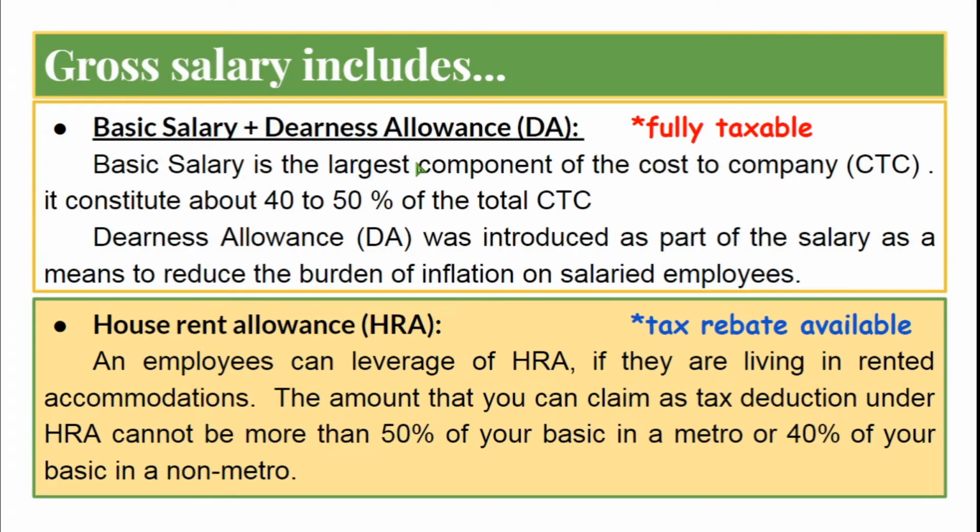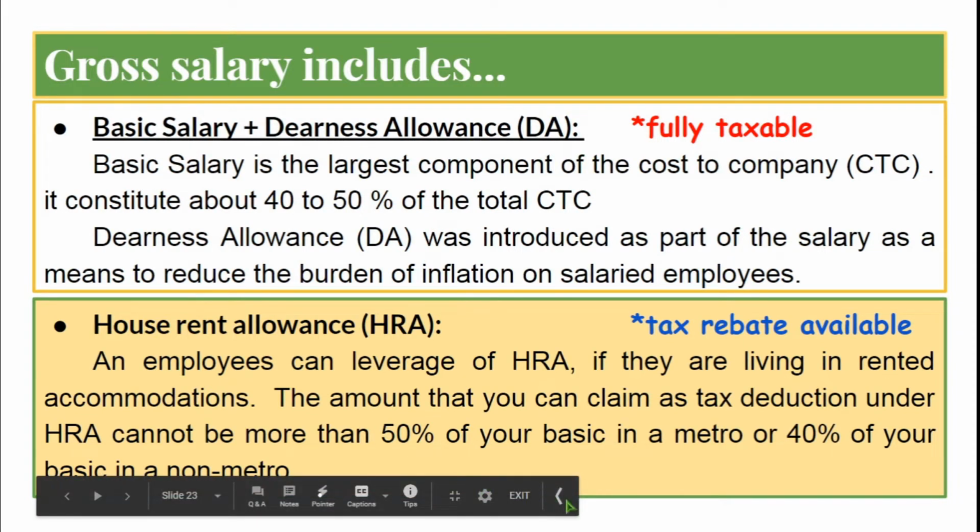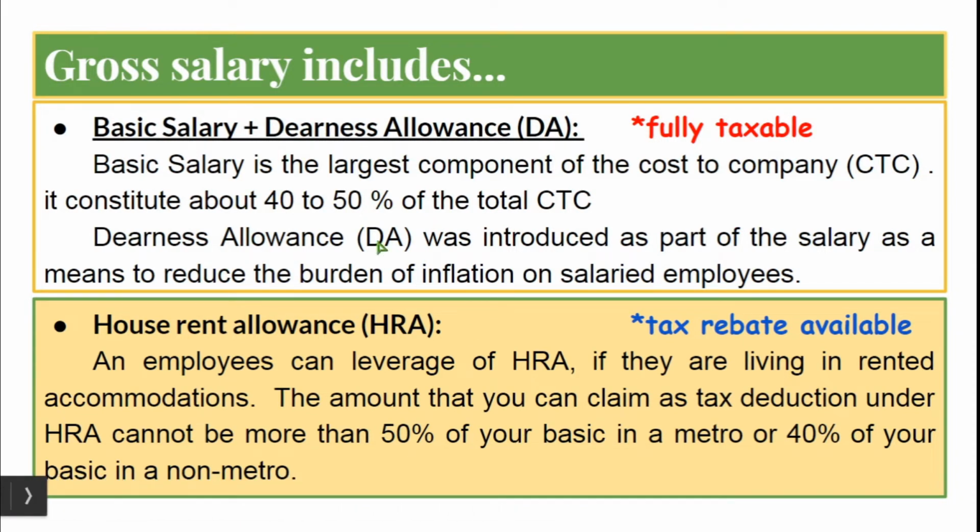First, let's take the gross salary component. Basic salary is the largest component of the CTC, that's cost to company, making up 40 to 45% of the total CTC. The basic salary plays an important role in defining the salary, as other components like PF or Provident Fund, gratuity and ESIC are dependent on it.